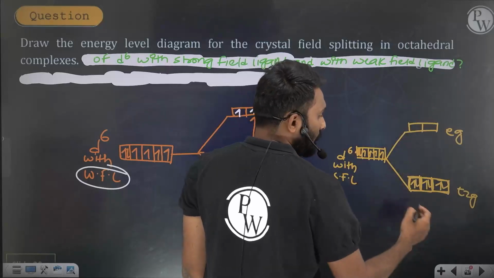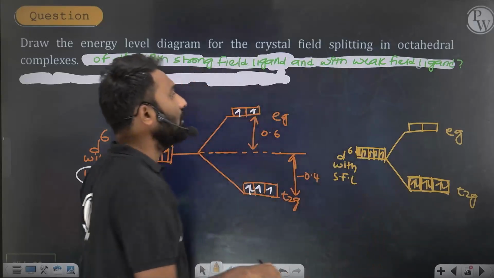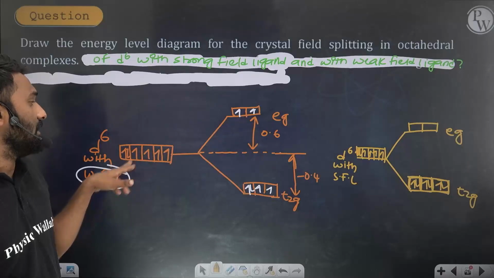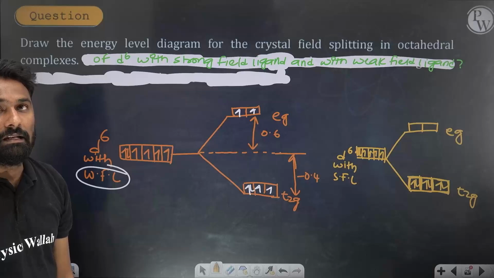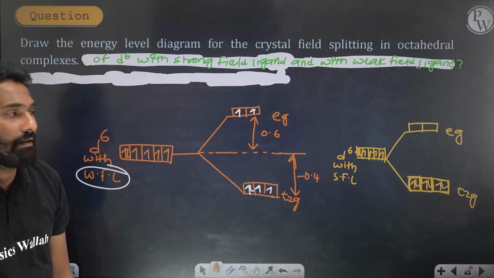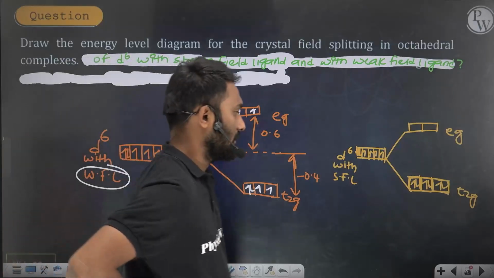Clear? Now this is the energy level diagram for the d6 with the weak field ligand, and d6 with the strong field ligand. Clear? Next.